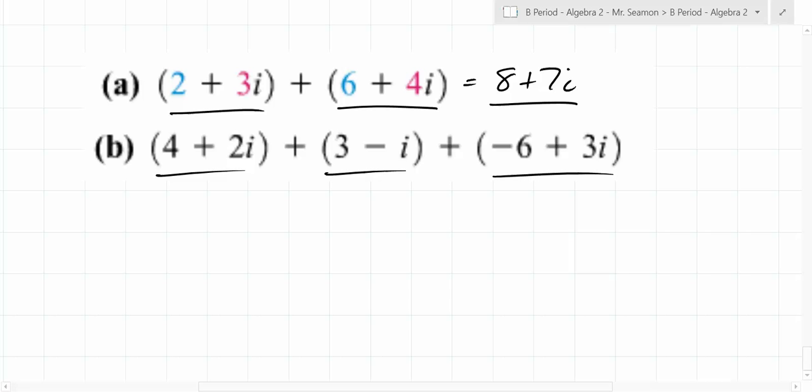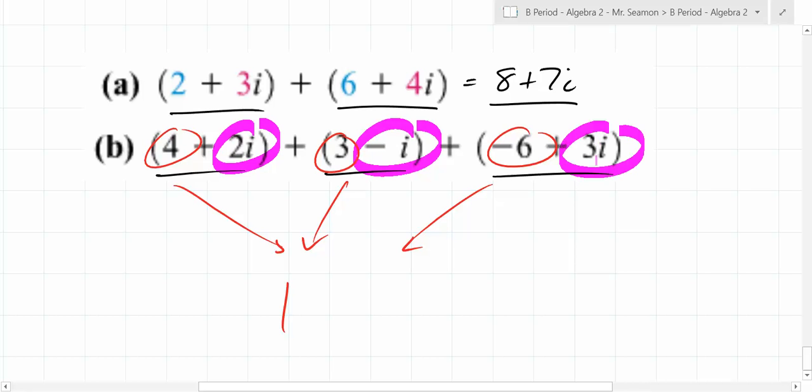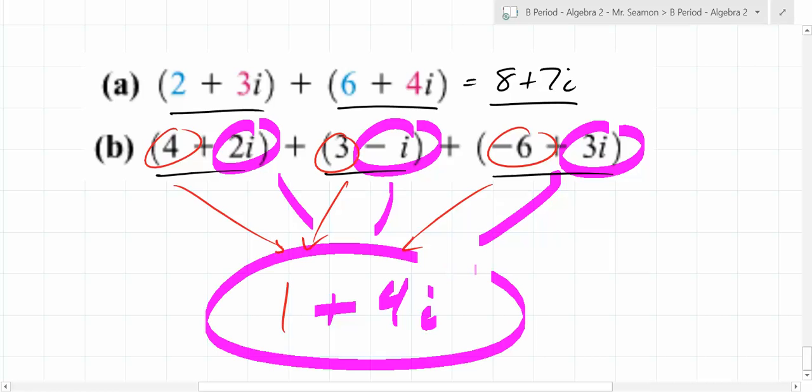What are the real parts to this one? 4 plus 3 is? 7 minus 6 is? 1. You with me so far? Yes. And then what do you have here? You have 2i, 1i, and so what do you have? Plus 4i. Done. Nothing changes about the mechanics for adding and subtracting. Nothing at all. The only thing that changes with multiplication is what is i times i? Which is?